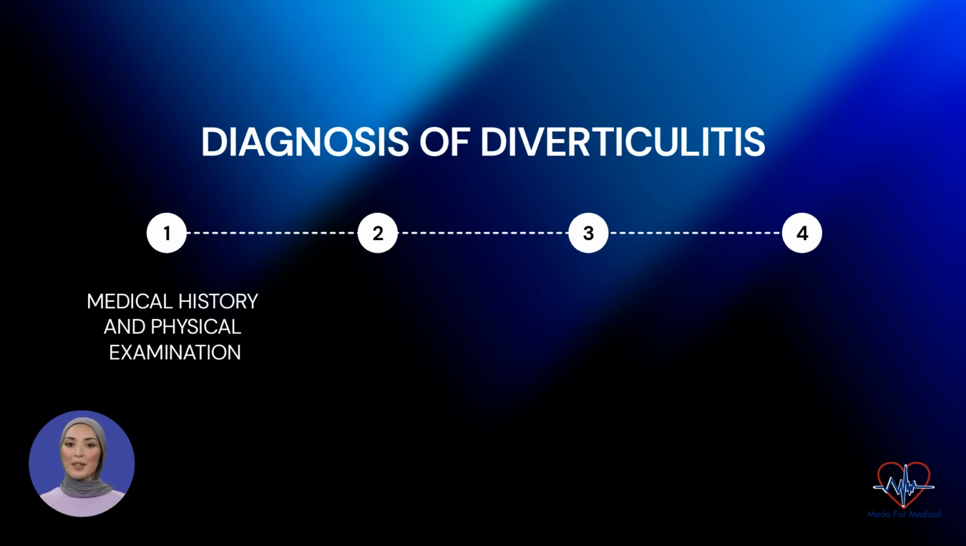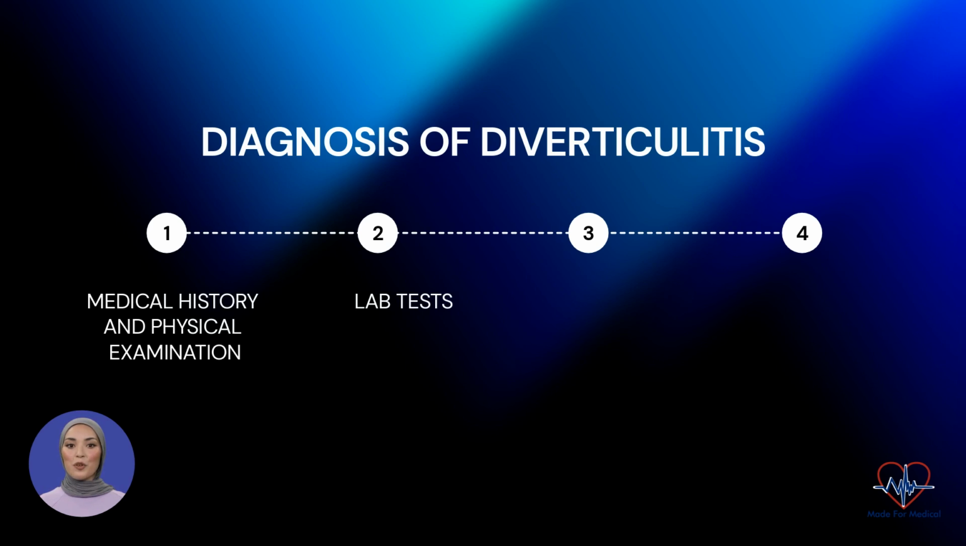Perform a thorough physical examination, focusing on the abdomen. Palpate the abdomen to identify areas of tenderness, particularly in the left lower quadrant, where diverticulitis commonly occurs. Assess for rebound tenderness, guarding, and signs of abdominal distension.